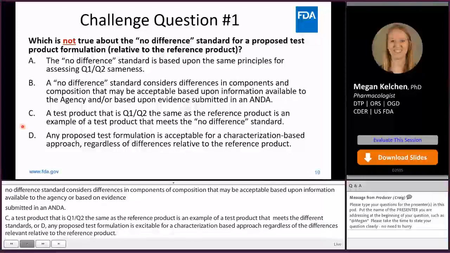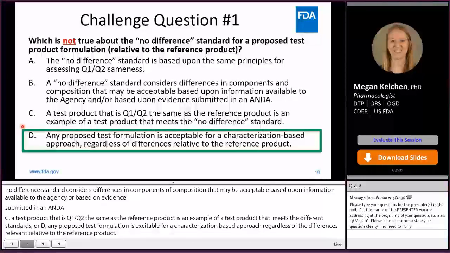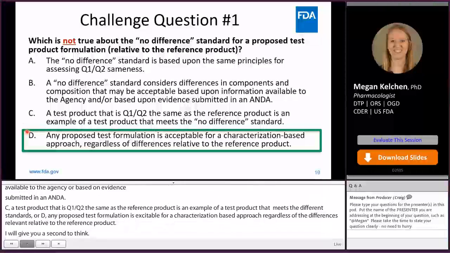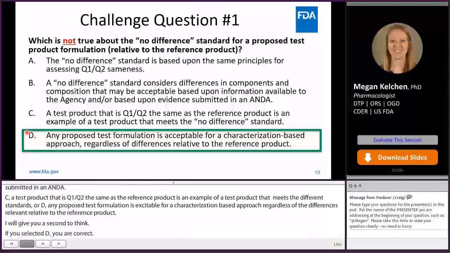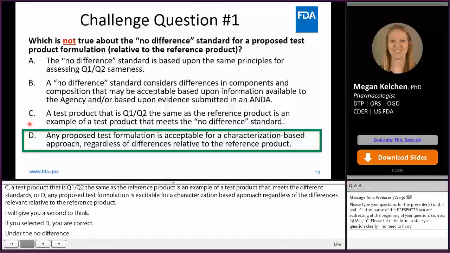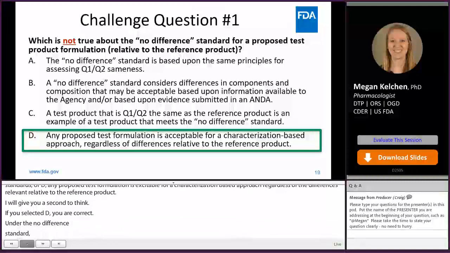If you selected D, you are correct. Under the no difference standard, we are considering differences in components and composition that may be acceptable. But this does not mean that any proposed test formulation is acceptable for a characterization-based approach. Again, we want to ensure that the test product is well matched to the reference product.